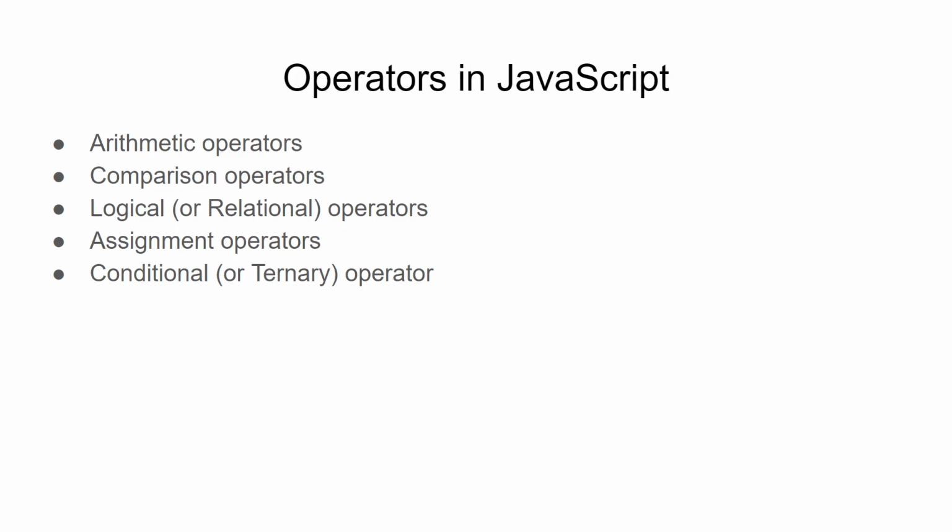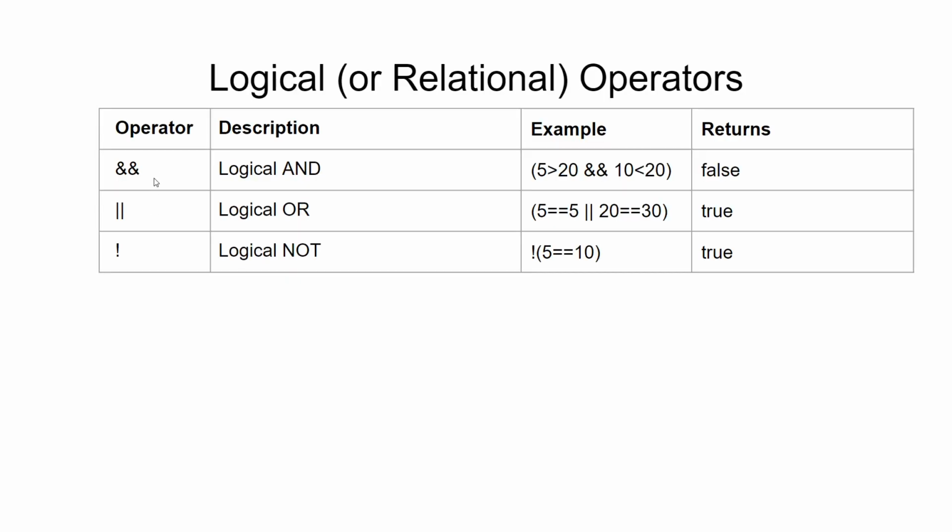We've been looking at operators in JavaScript, and in the past couple of videos, we've looked at arithmetic operators and comparison operators. In this one, we're going to look at logical or relational operators. So on the left, you see the three logical operators. These are the logical AND operator, logical OR operator, and the logical NOT operator. You can simply call them AND or NOT when you're programming.